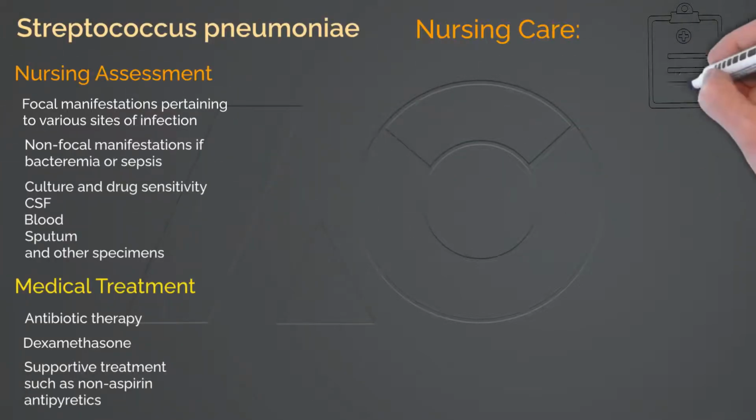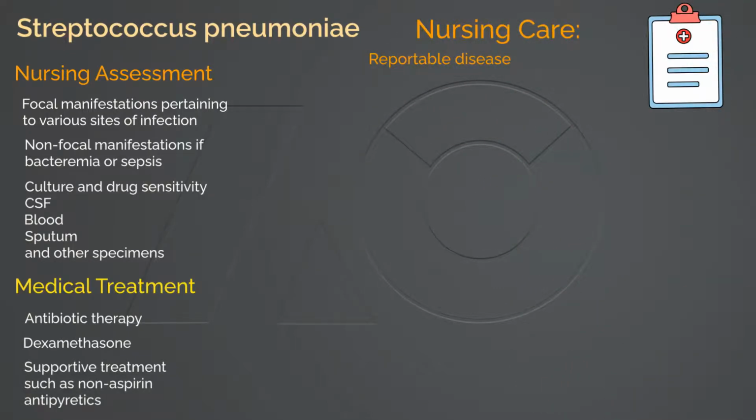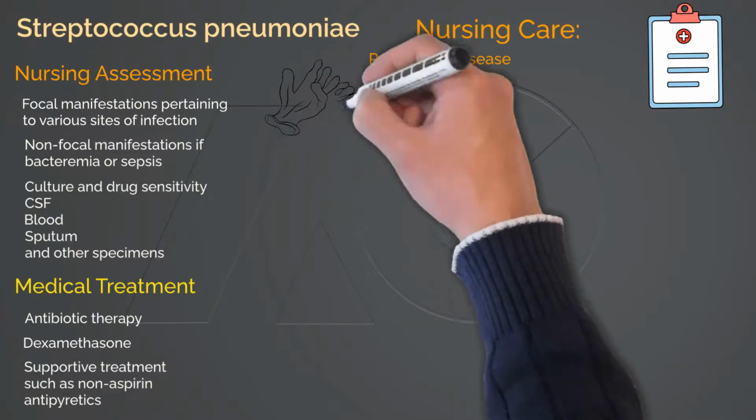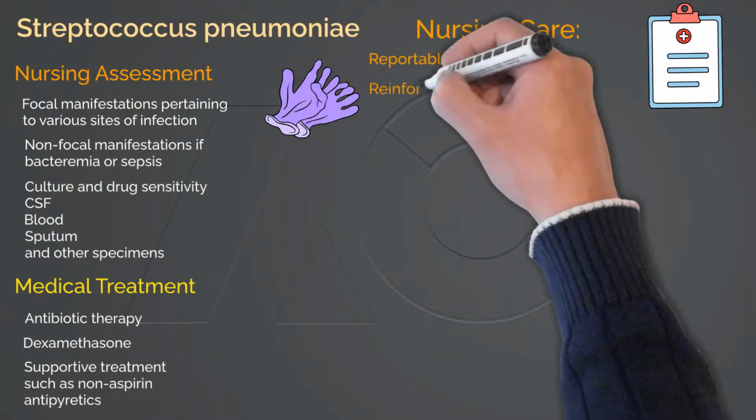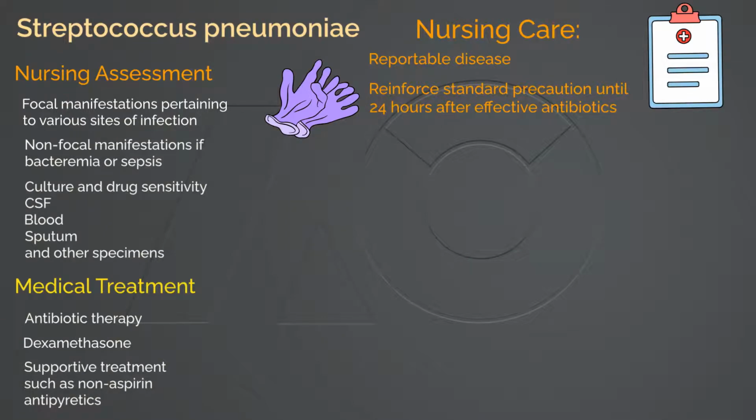Pneumococcal infection is a reportable infection. Notify public health officials. Standard precaution is reinforced when caring for the patient who has pneumococcal infection. Note that the communicability period lasts until 24 hours after initiating effective antibiotics.